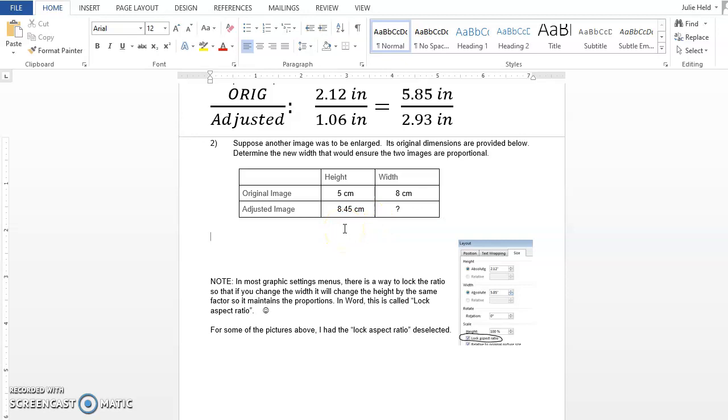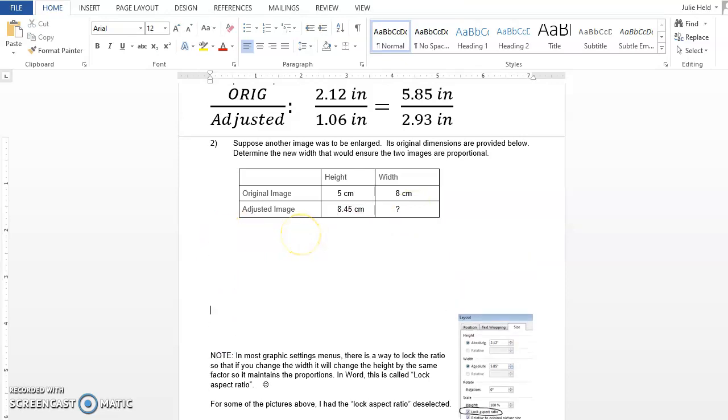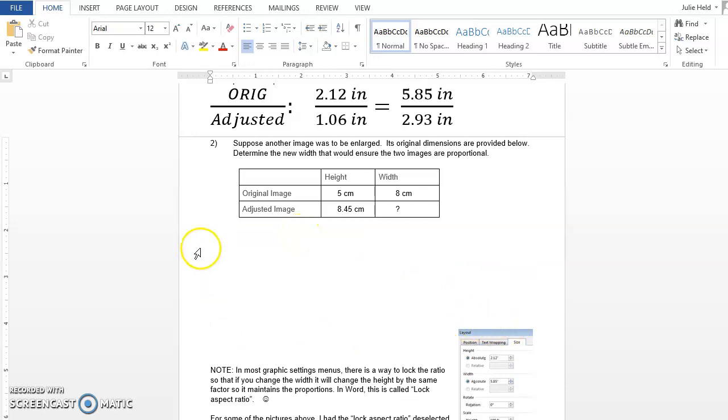Sometimes this happens when you're doing artwork or graphic design, where part of it might be set based on a technology that you have to use, or the size of frame that something is supposed to fit in, like an actual physical frame. So there's the scenario. We're enlarging it. It's not a very big picture, 5 centimeters by 8, and we need to make it bigger, 8.45 by something. So how could I do that? There's actually a few ways, and my guess is that some of you are already coming up with a way. We're going to look at a few, but I'll start with setting up some ratios.